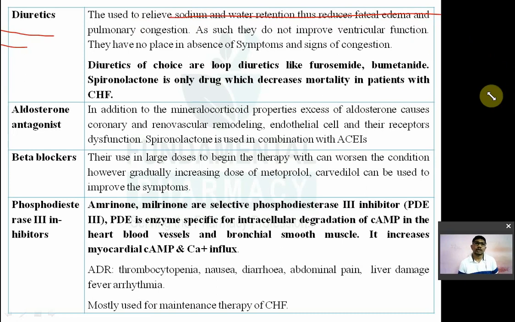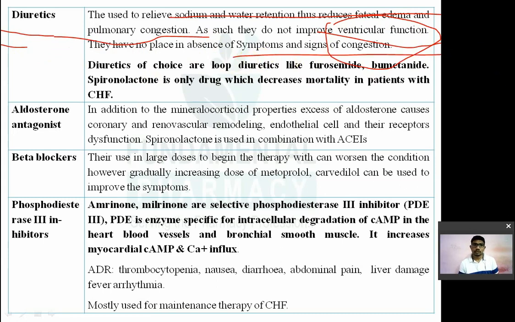To relieve that, they are used to decrease the sodium and water retention, and this causes diuresis and decreases the volume, and they relieve the pulmonary congestion. So they are used to decrease the pulmonary congestion. As such, they will not improve any ventricular function. These diuretics will not stimulate the ventricular muscle or increase cardiac output, but what they will do is decrease the increased volume of blood. They relieve the symptoms of congestion.